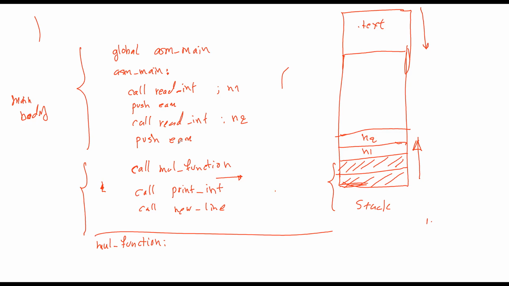So once I push EAX, n2 is going to be stored in here. And next line, when I use the call command, right? A function. So can anyone tell me after using call, what happened to the stack? This is very important. The location of the call mul function was placed on the top of the stack.